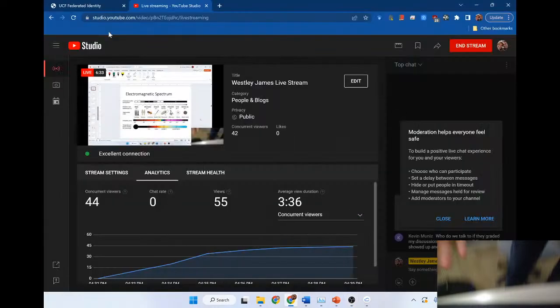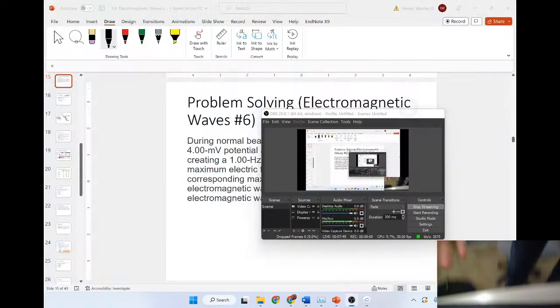And let me triple check. Yeah, it's working. Normally my webcam has a little light on it. It didn't, so I was a little worried.